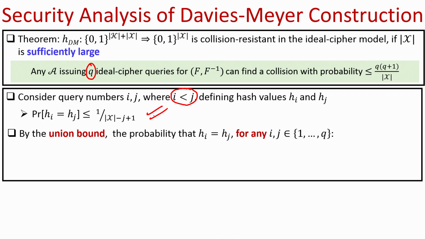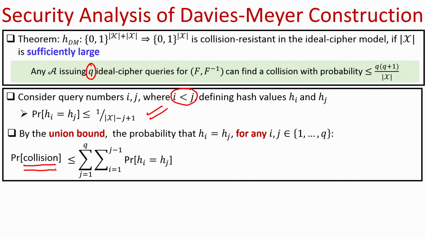So now what we have to do is apply the union bound, namely we have to take this probability and sum it up over all pairs of distinct i, j, where i and j range from 1 to q. So, let collision be the event that by making q queries to the family f and f inverse, the adversary obtains at least one pair of collision. That means the adversary obtains at least one i, j pair where the h_i value and h_j value are the same. By applying the union bound, the probability of collision can be easily upper bounded by the summation over j equal to 1 to q and, internally, the summation over i from 1 to j minus 1 of the probability that the i-th output and the j-th output are the same.